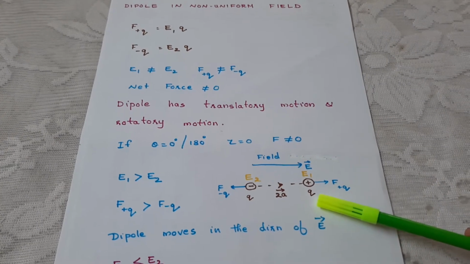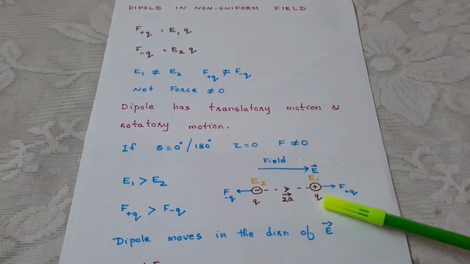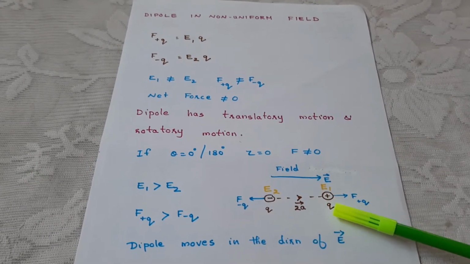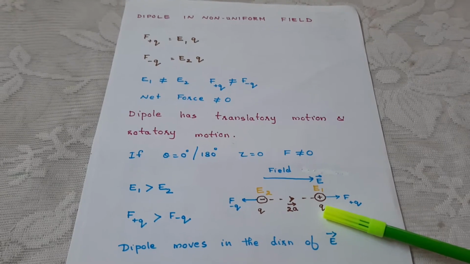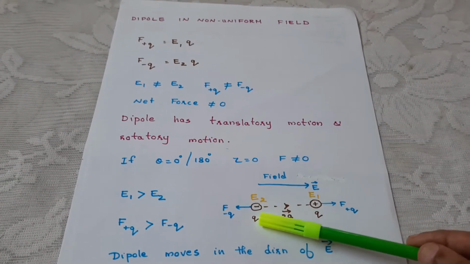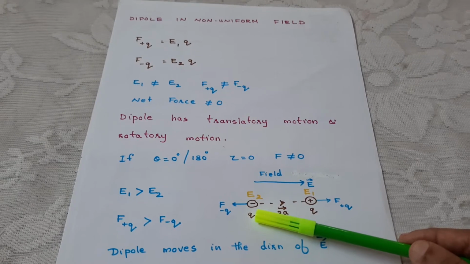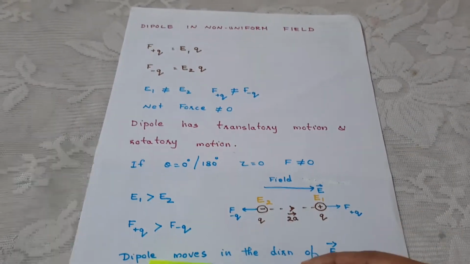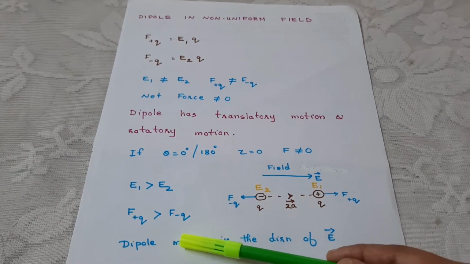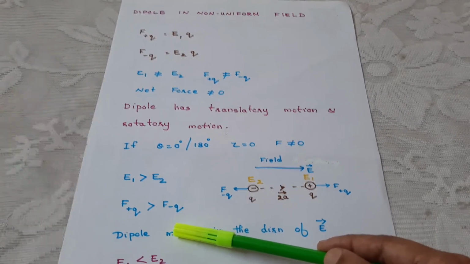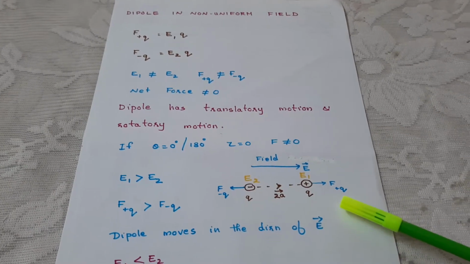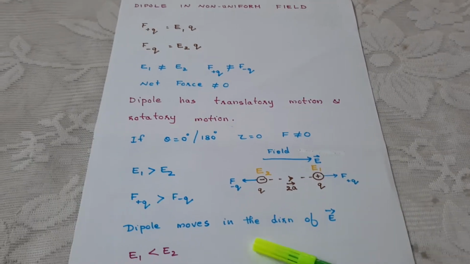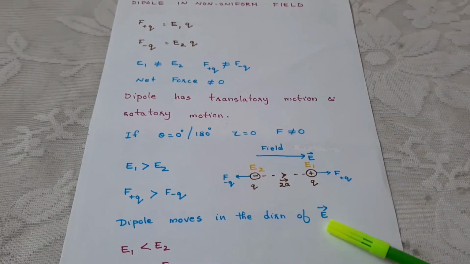So let us consider a dipole parallel to the electric field. E1 is the electric field at plus Q and E2 is the electric field at minus Q. If E1 greater than E2, force on plus Q is greater than force on minus Q. So the net force acts in the direction of F plus Q. So the dipole moves in the direction of electric field.